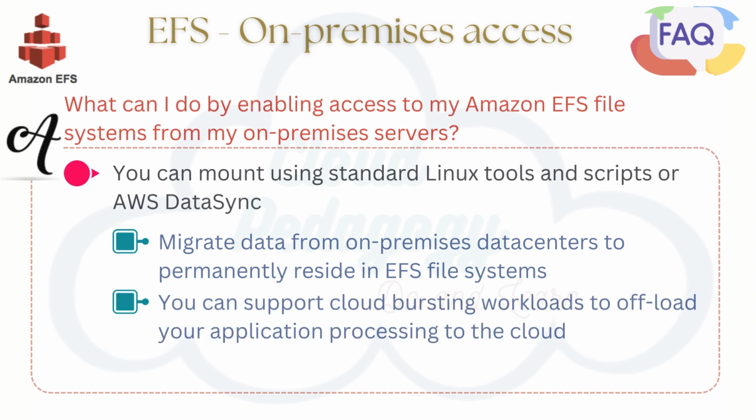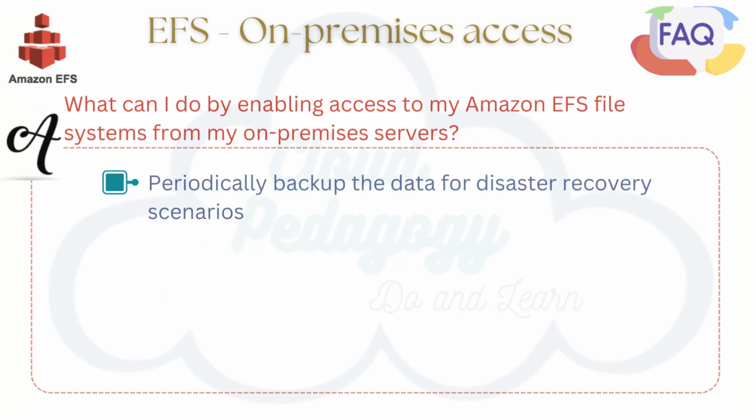Second, you can support cloud bursting workloads to offload your application processing to the cloud. You can move data from your on-premises servers into your Amazon EFS file systems, analyze it on a cluster of EC2 instances in your Amazon VPC, and then store the results permanently in your Amazon EFS file systems or move the results back to your on-premises servers. Third, you can periodically copy your on-premises file data to Amazon EFS to support backup and disaster recovery scenarios.